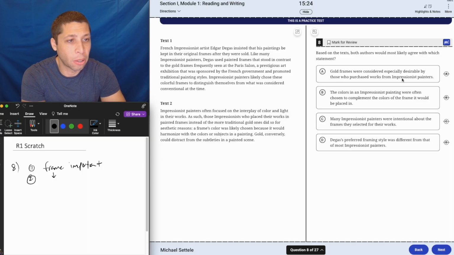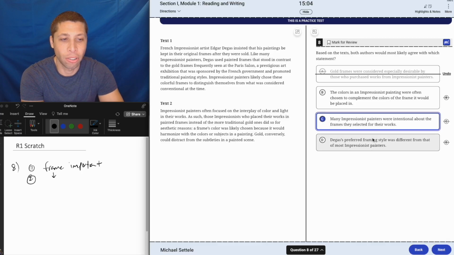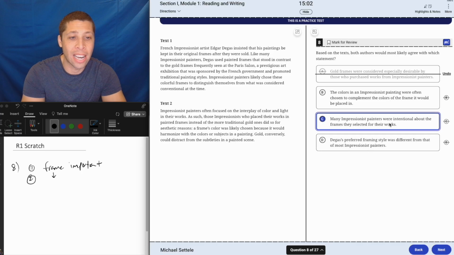Gold frames were considered especially desirable by those who purchased works from Impressionist painters. No, the point is they didn't like the gold frames. The colors in an Impressionist painting were often chosen to complement the colors of the frame it would be placed in. No, it's probably the other way around. The frame is chosen to complement the painting, but we'll leave that in. Many Impressionist painters were intentional about the frames they selected. Yeah, the frame is important. Intentional means they decided it wasn't an accident.